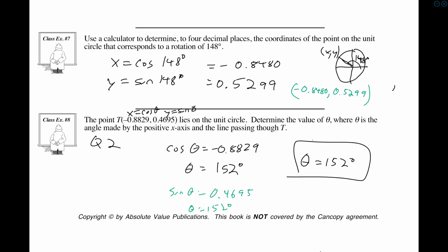If you want a rule of thumb, if you have the point, use the inverse cosine or inverse trig ratio. If you're looking for the point but you have the angle, use the normal trig ratio.